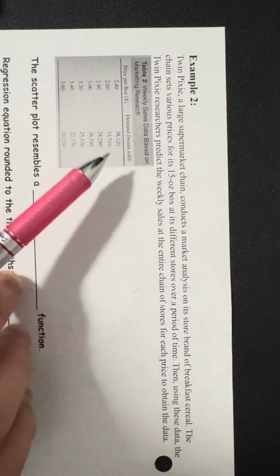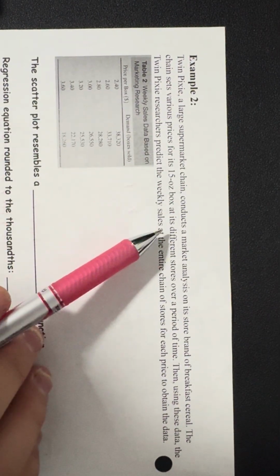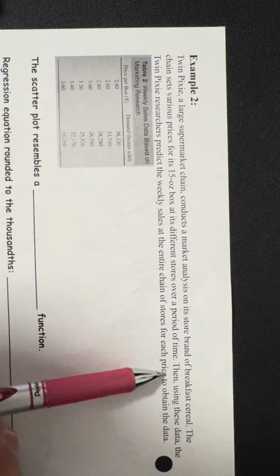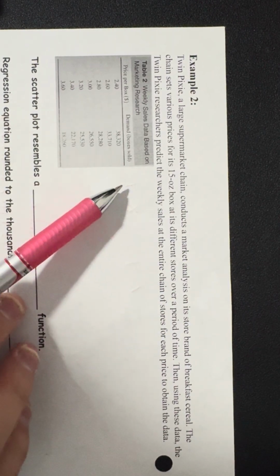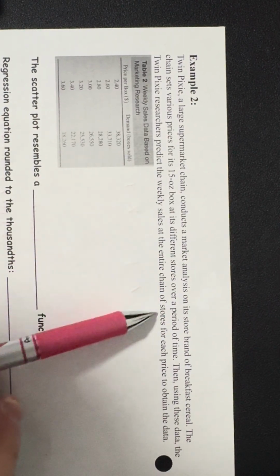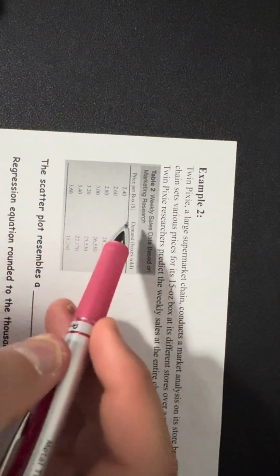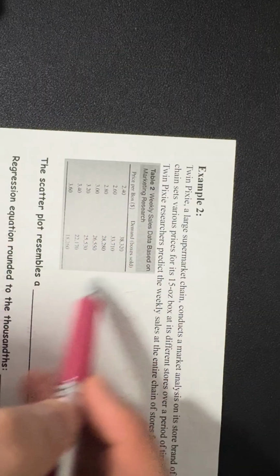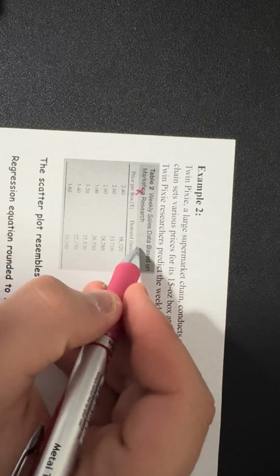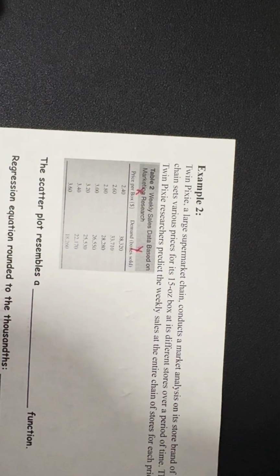The chain sets various prices for its 15-ounce boxes at its different stores over time. Then, using this data, the researchers predict the weekly sales of the entire chain of stores for each price to obtain the data. Okay, so we have price per box, demand. Again, X, Y.